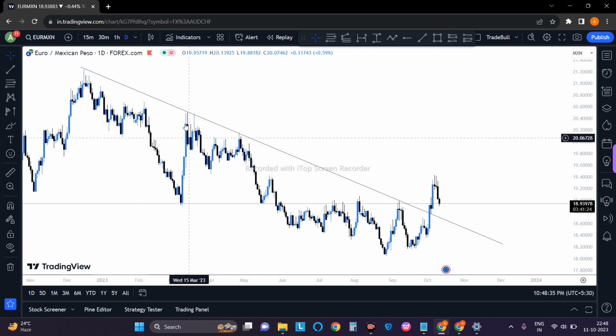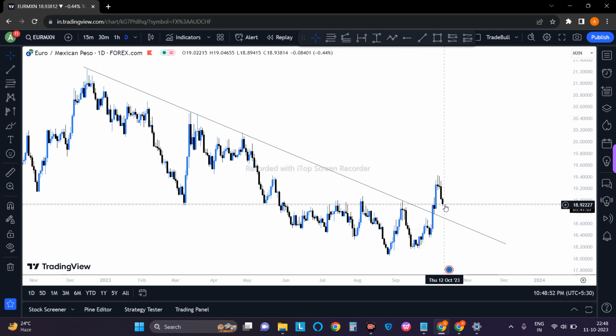So rejected once, rejected twice. There are multiple wicks here, then thrice, and a fourth time, right? Then it could not make another low. It could not break this area. And then you can see it has broken this trend line. So supposedly the price has decided it does not want to go down. It seems like it wants to start on an upward trajectory.